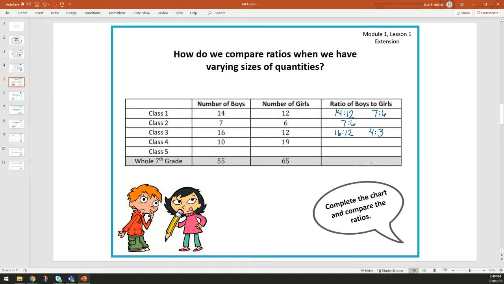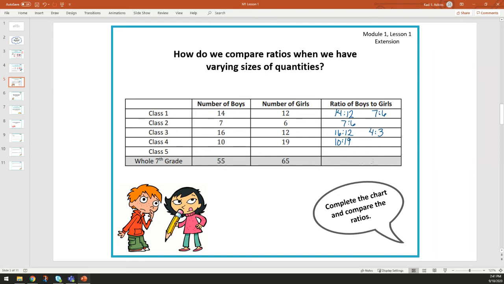So far, class 1 and class 2 are equivalent ratios, but class 3 kind of went out on a limb over here, okay? Then with my number of boys in class number 4, I have 10 to number of girls, which is 19. Now, 10 to 19, I do have an even number with 10, but 19 is not an even number. Can you think of any whole number that will go into 19 and come out whole again? If you said no, you're correct, because 19 is a prime number, okay? So that ratio is reduced as far down as it can get.